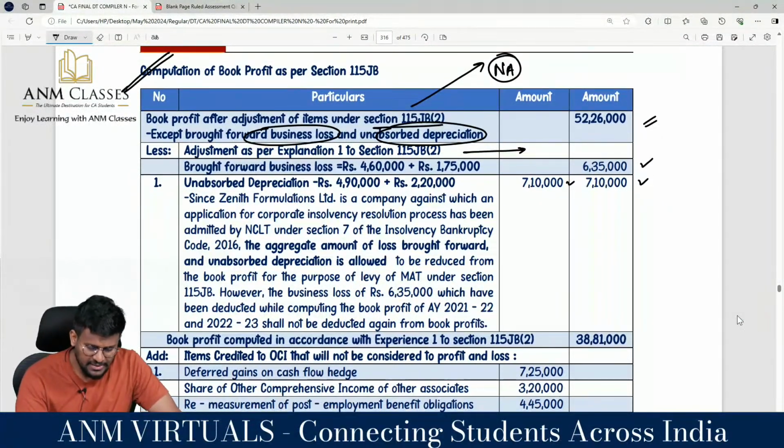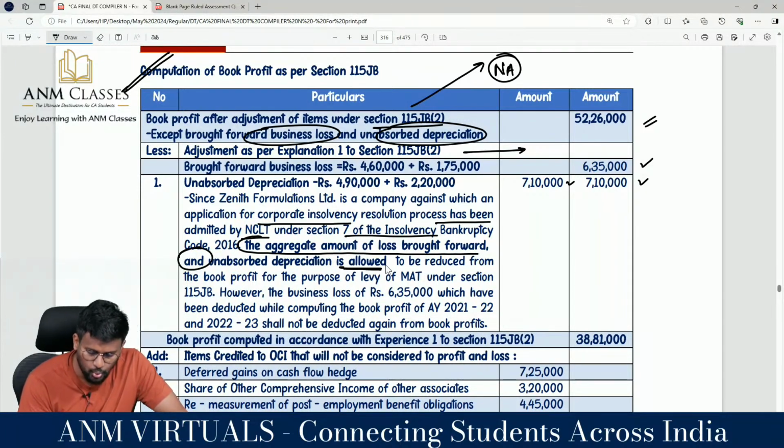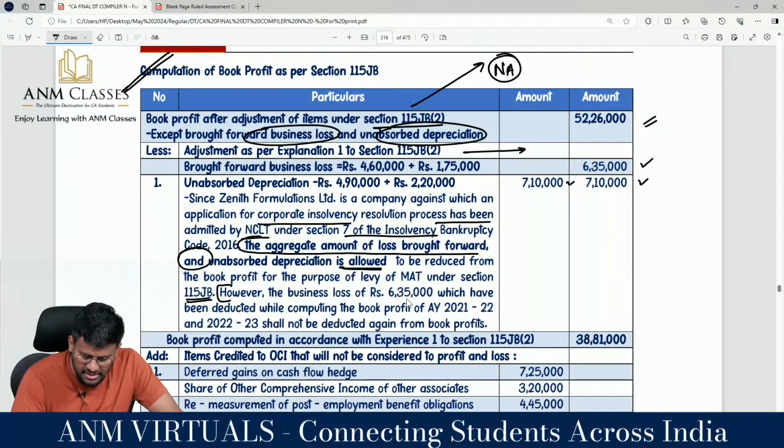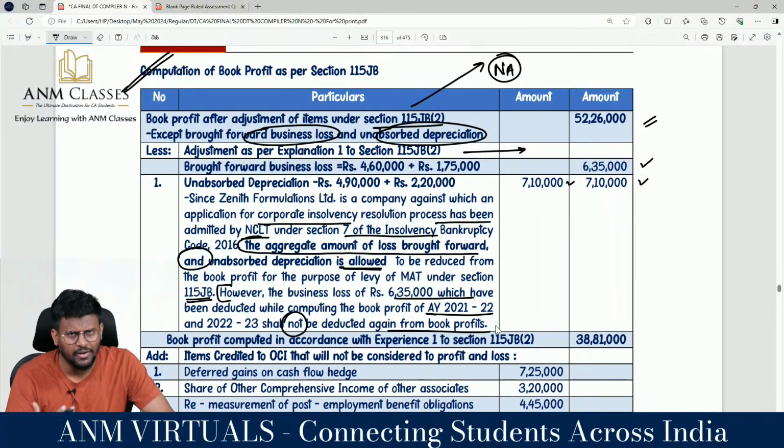You read the notes. Sir, since Zenith Formulation Limited is a company against which an application for corporate insolvency resolution process has been admitted by NCLT under section 7 of the Insolvency and Bankruptcy Code, the aggregate amount of loss brought forward and unabsorbed depreciation is allowed to be reduced from the book profit for the purpose of levy of MAT under section 115JB. Both are allowed, but however, the business loss of 6,35,000 which has been deducted while computing the book profit of assessment years 21-22 and 22-23 shall not be deducted again from the book profit, because already you have reduced it in the earlier year.